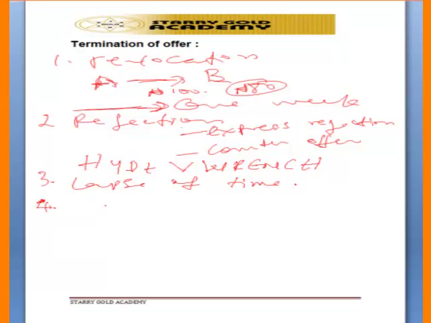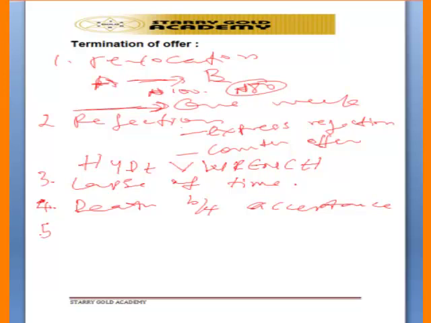And now we have 4, death before acceptance. So death of the offeree or offeror terminates the offer. So death before acceptance terminates an offer.